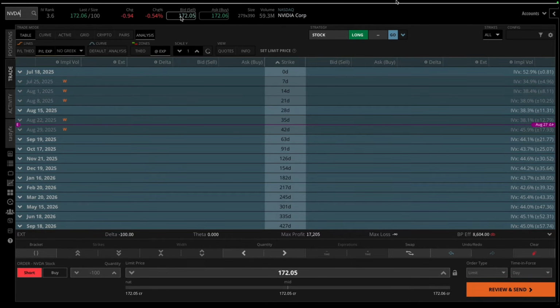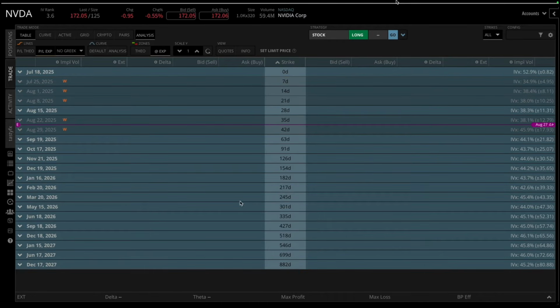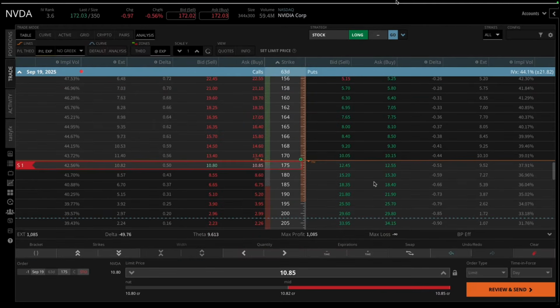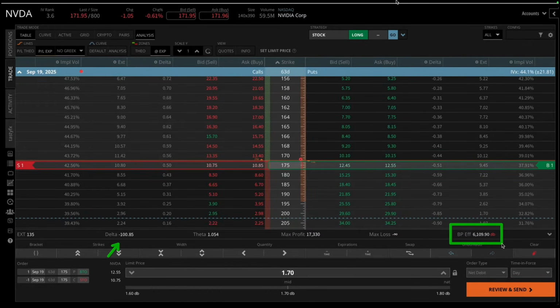First, we're going to populate selling short 100 shares of NVDA, and we'll notice that the buying power effect would be a debit of $8,604. And let's compare that to the synthetic short stock strategy. So I'm going to clear that order ticket here, and I'm going to open up the September 19th options expiry and populate the synthetic short stock strategy using the at-the-money call and put. And we're going to see that the buying power effect is less, coming in at $6,109. So in this particular example, it would be more capital efficient to use the synthetic short stock strategy relative to selling short 100 shares.